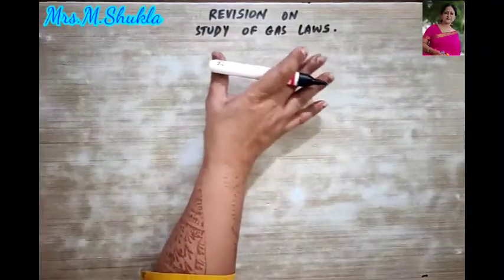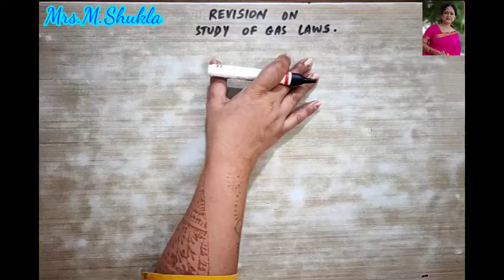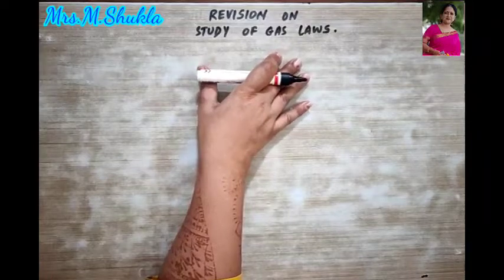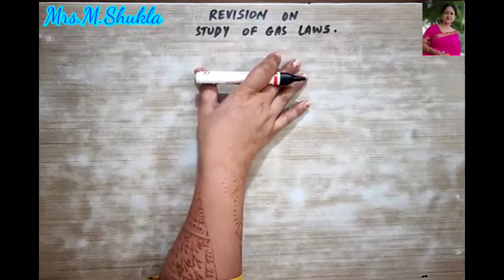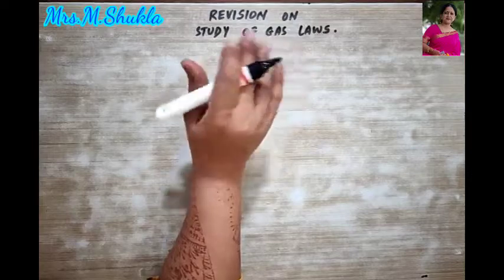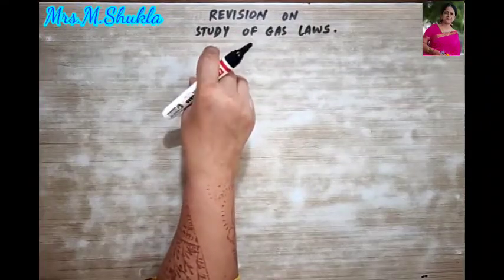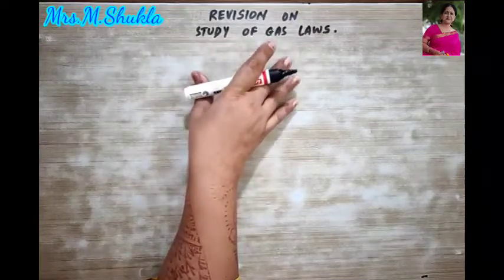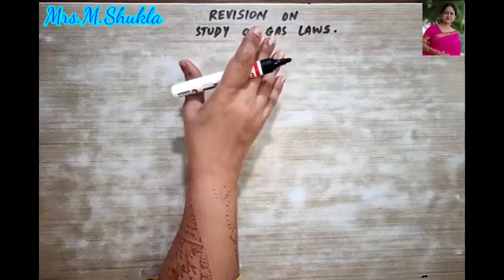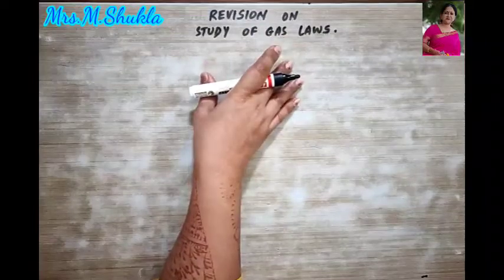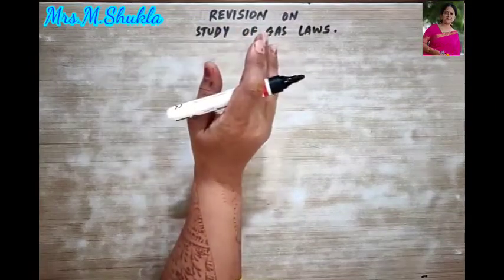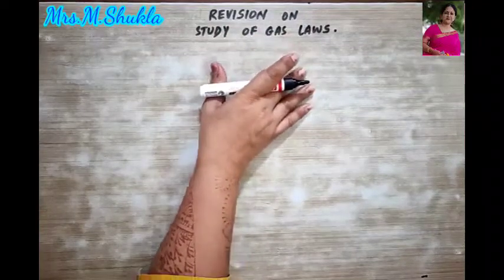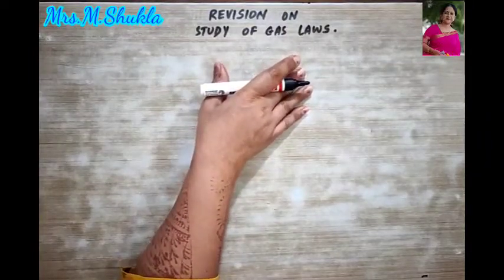In the study of gas laws, what do we need to remember? Do you remember all the properties of gases? What are the properties of gases? They are made up of minute particles. They have minimum forces of attraction and maximum intermolecular spaces. They have less density. Then they show diffusion. Then they easily flow. Then they are also called fluids. So all these properties you should be remembering, right?